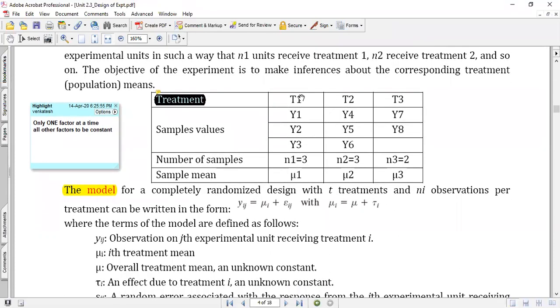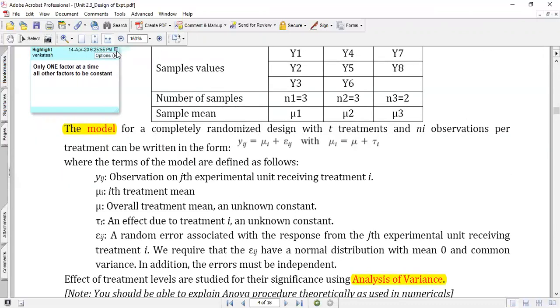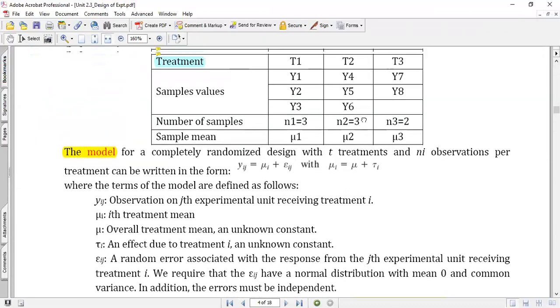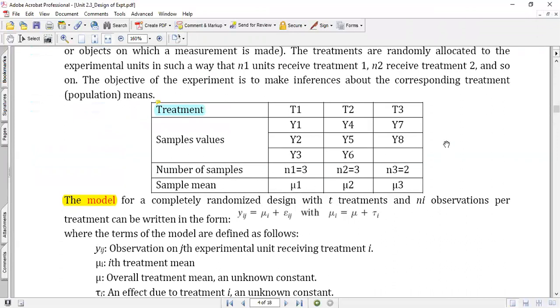Now for treatment 1, you will be taking dosage 1, dosage 2, dosage 3. You will perform the experiment and you will do the analysis. Now this result, the result may be increment of some blood composition.